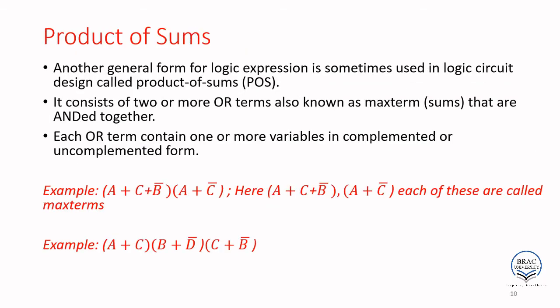What is product of sum? It is two or more OR terms. This is an OR term. So 1, 2, 3. Two or more OR terms are called max terms. So this term, A plus C plus B prime, is called a max term. A plus C prime is called another max term. So two or more OR terms are ANDed together, because this one and this one are ANDed together. Each OR term contains one or more variables in complemented or uncomplemented form.